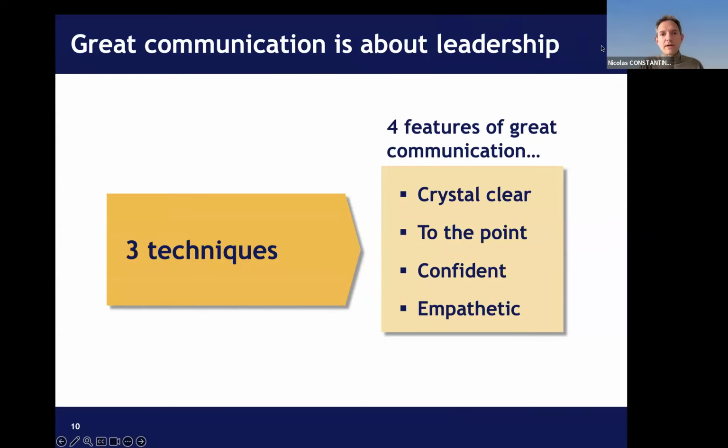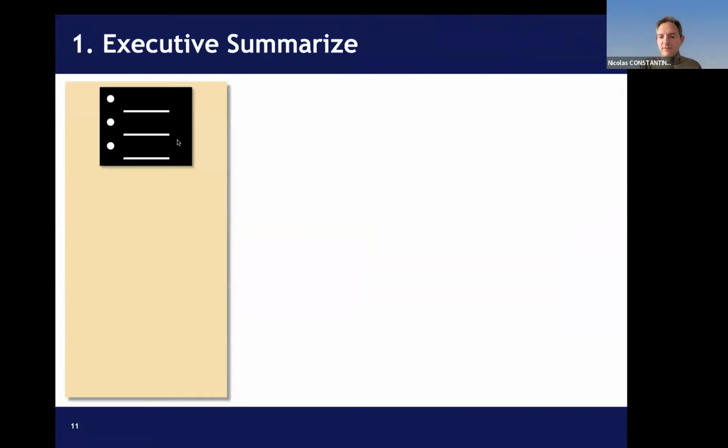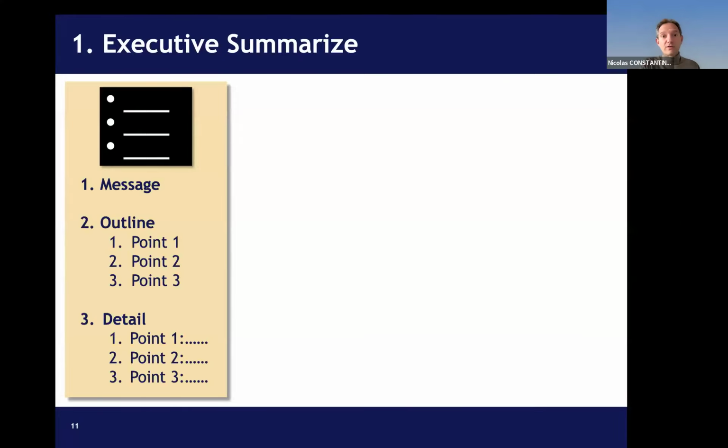So the first one, I call it executive summarize, but it has many other names. It's also called top-down communication, pyramid communication. At Bain, they call it answer first. It's all the same thing. The whole idea of this technique is that before you start explaining whatever your idea is, your reasoning, etc., you give an executive summary of what you're going to say. Okay, kind of a 10-15-second executive summary.